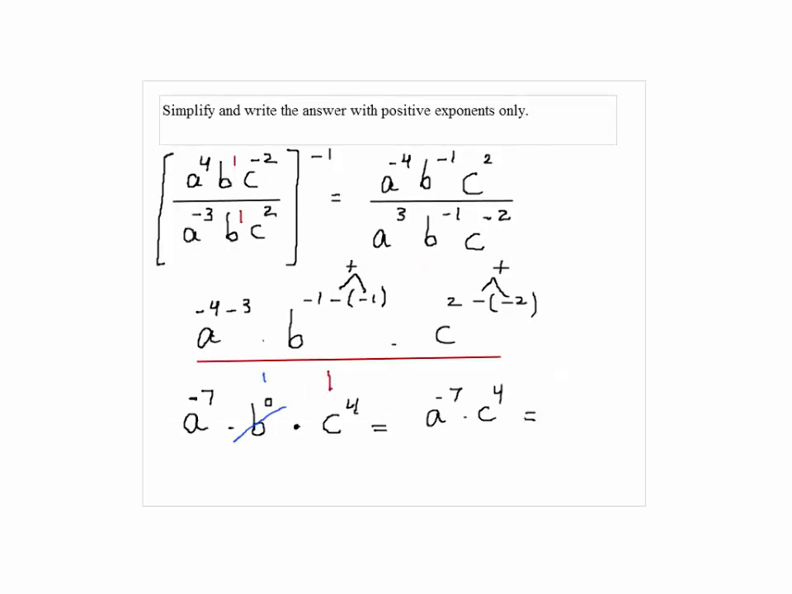So over here, this first term can be written as 1 over a to the power of 7, and c is okay. We can leave it as is. So we can write this as c to the power of 4 over a to the power of 7, and all the exponents are positive, and that's how you simplify that.